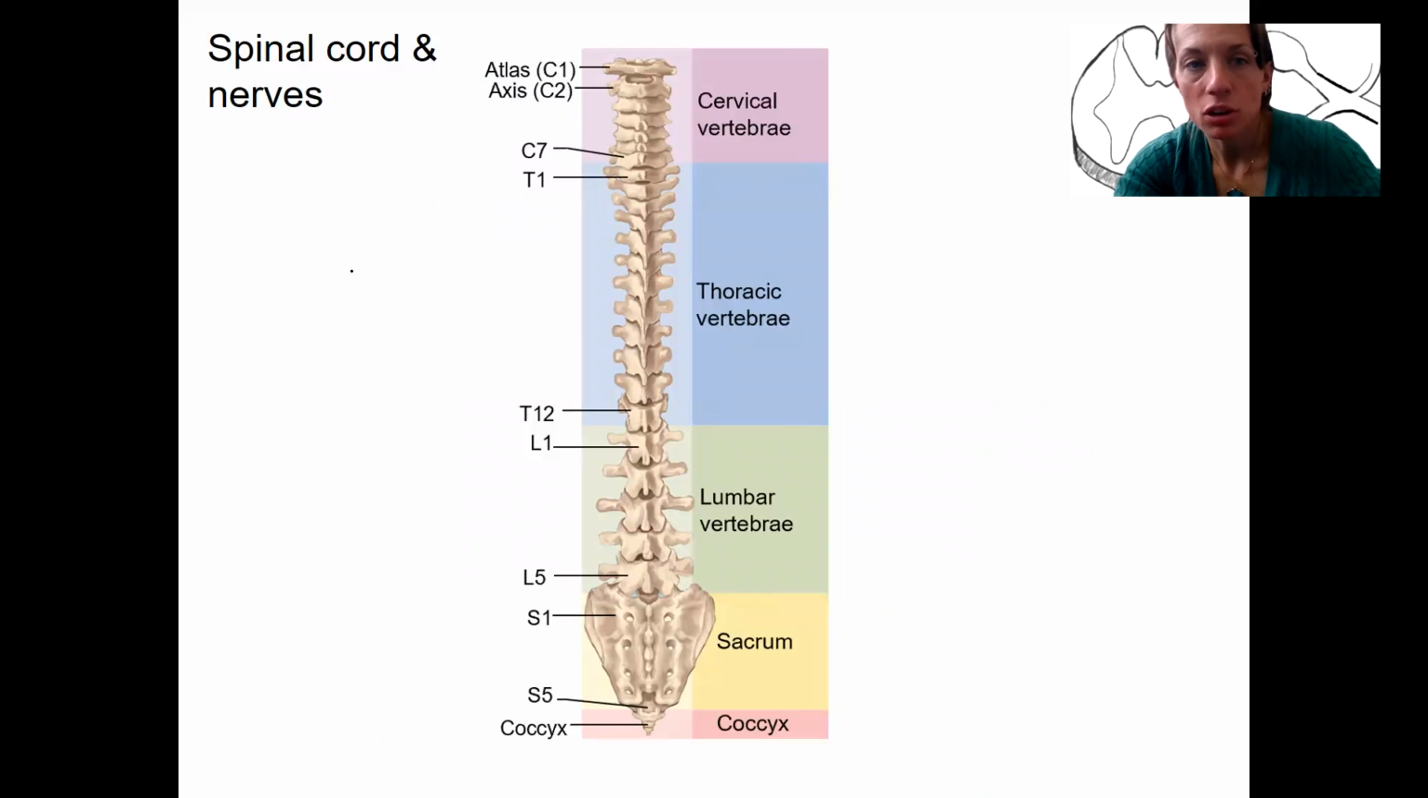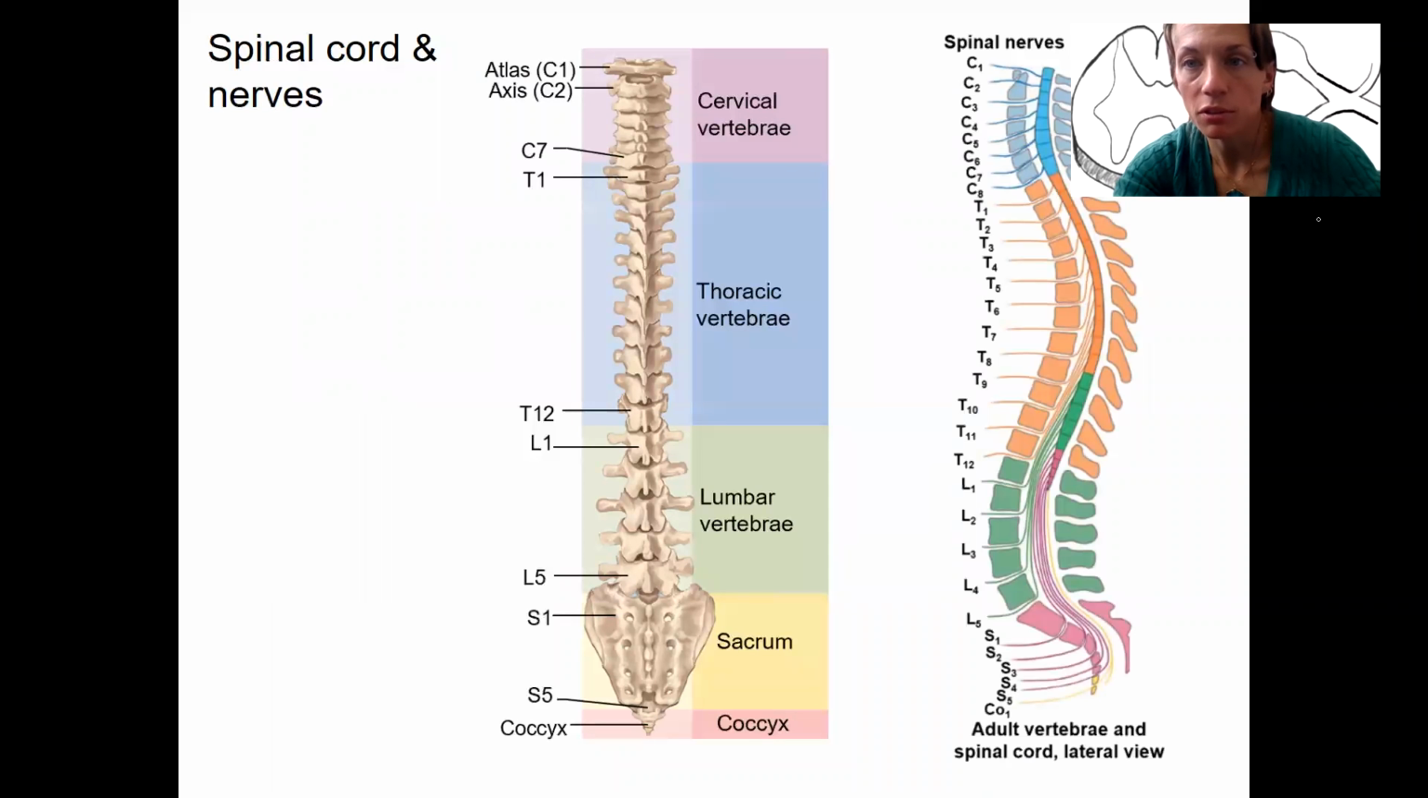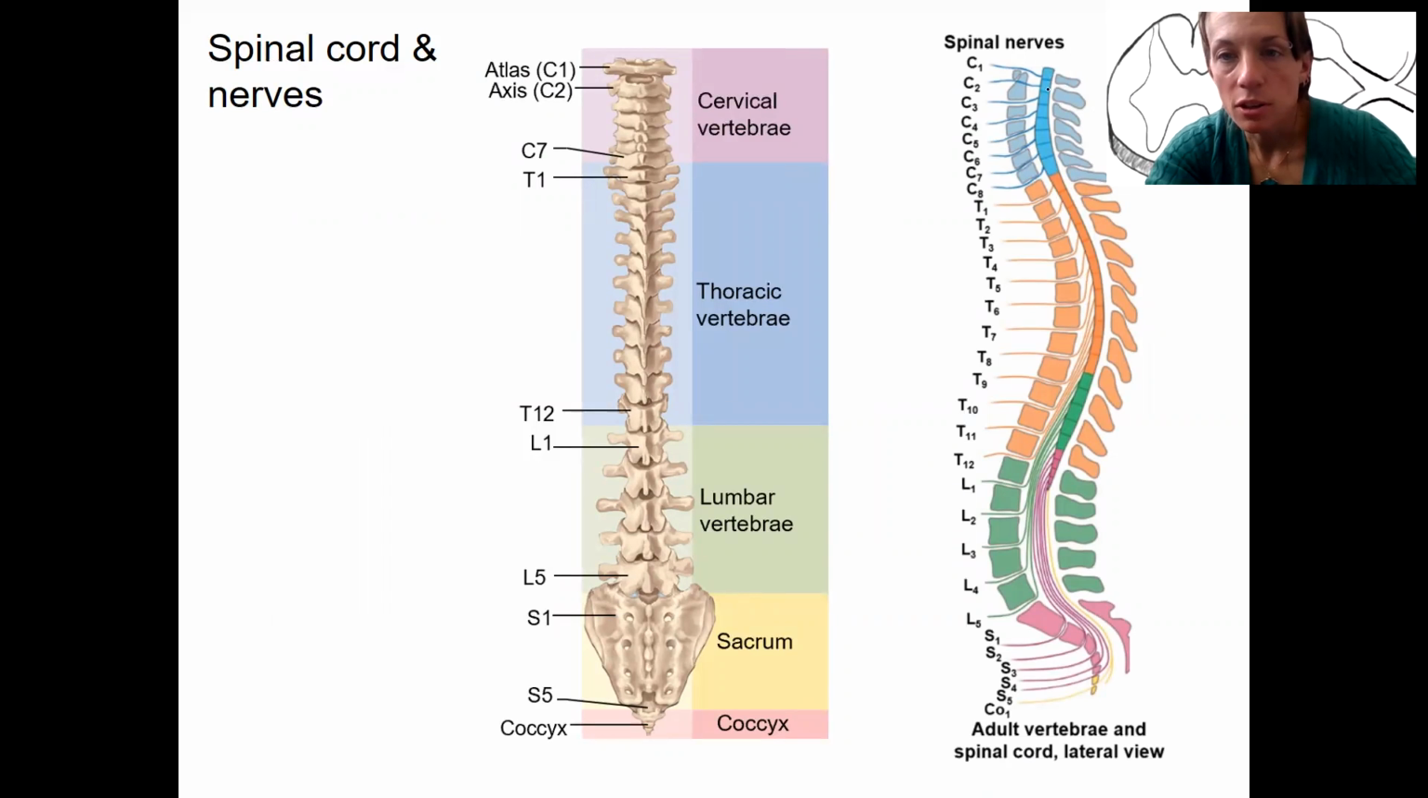Here's that same image of our vertebral column. And then we're going to look again at how the spinal nerves come out from that vertebral column. So this image is showing C1, that spinal nerve that comes out above C1, the vertebra. 1, 2, 3, 4, 5, 6, 7, 8.